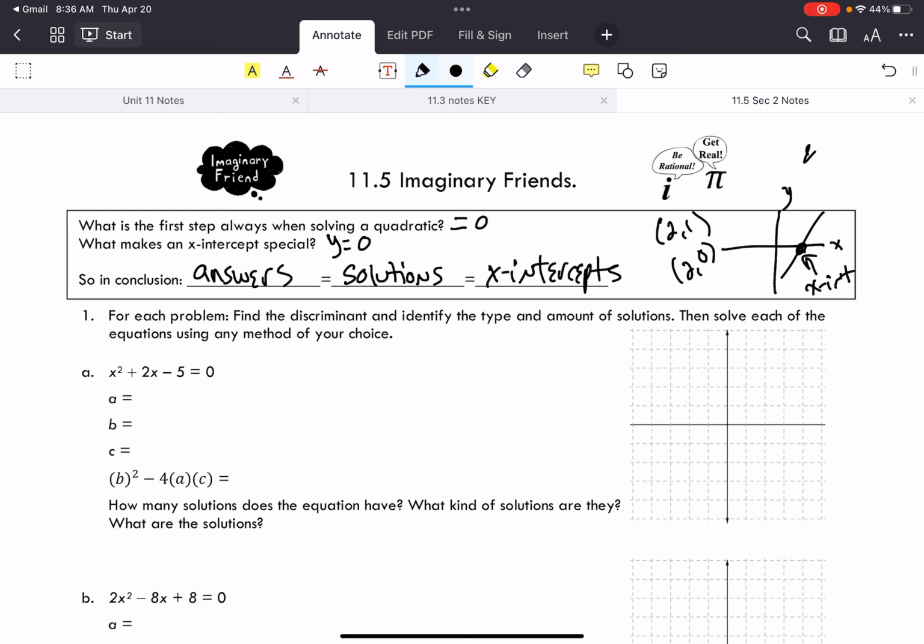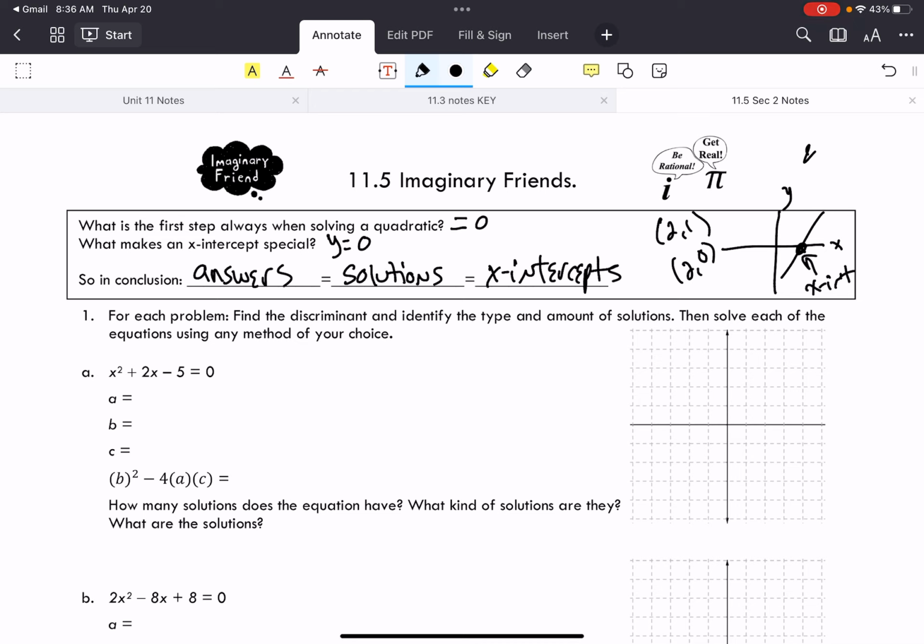Does that make sense? Everybody good? When my equation equals 0, I can solve it. When my coordinate point has a 0 for the y, when my y equals 0, it's an x-intercept. So my answers, my solutions are my x-intercepts, where the graph will cross the x-axis. You with me? So let's put that together.